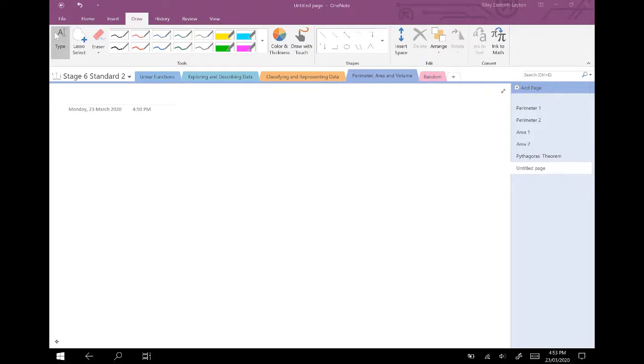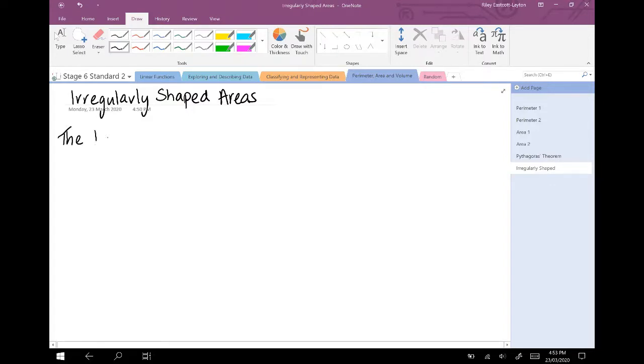So our heading for today is, as I said, irregularly shaped areas. In particular, the first thing that we're going to talk about is a rule, and this rule pops up in many different things, but it ties in quite nicely to area, and it is called the trapezoidal rule, like so.